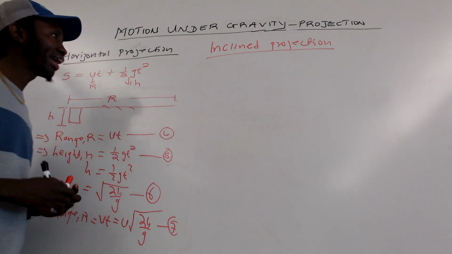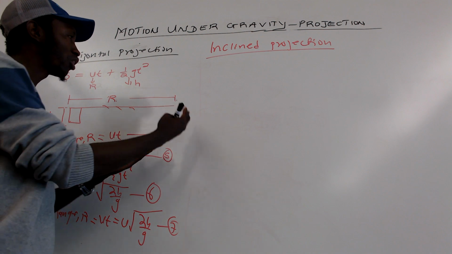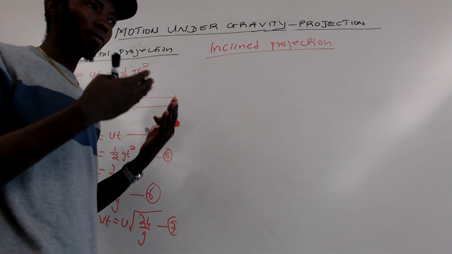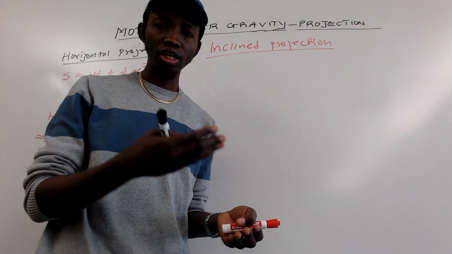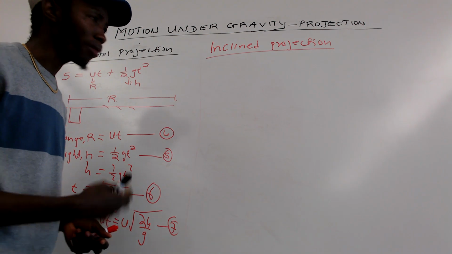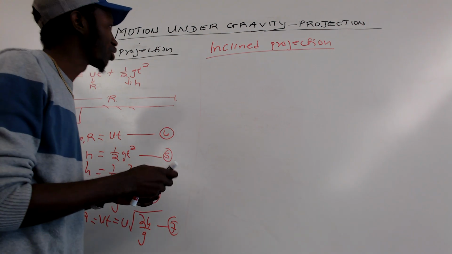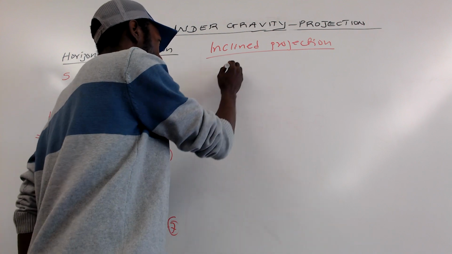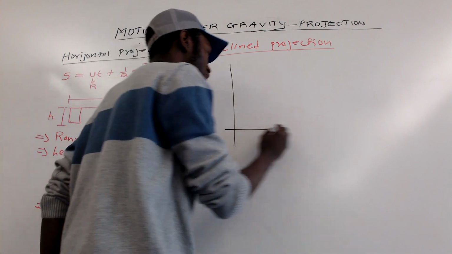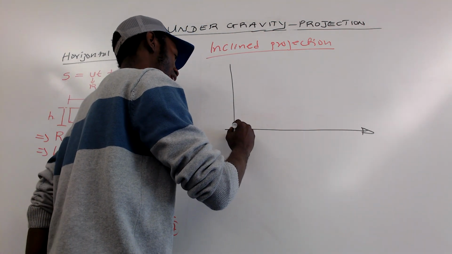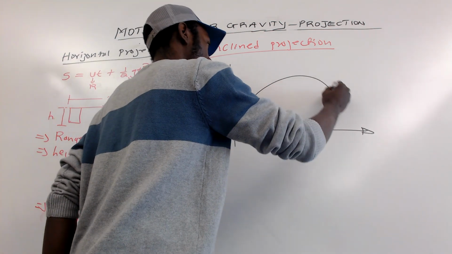So under inclined projection, we are going to derive the formulas we are going to use to solve projection which is influenced by incline. So let's consider the diagram. Let's say an object is being thrown. Let's say I have this vertical projection, and also this horizontal projection. This object is being thrown and it is moving.